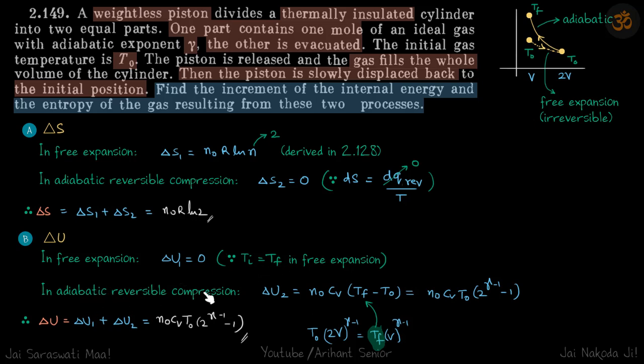And in the adiabatic reversible compression, we know delta U is N naught CV times (Tf minus T naught). Because the process is adiabatic and the ratio of volume change is given, we can find the final temperature by this equation. So we find the final temperature, put it here, and T naught is given to us in the problem. So we get the change in internal energy from this to this, as in a simple adiabatic process. So the total change in internal energy is 0 plus this, which becomes this, our answer.